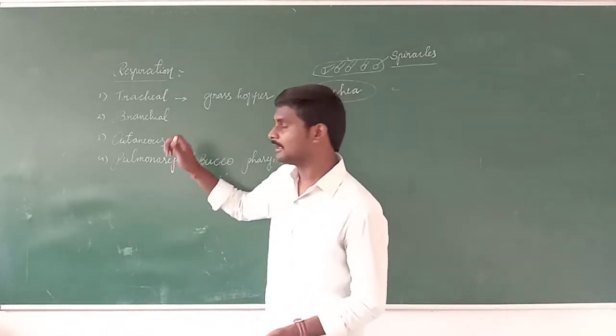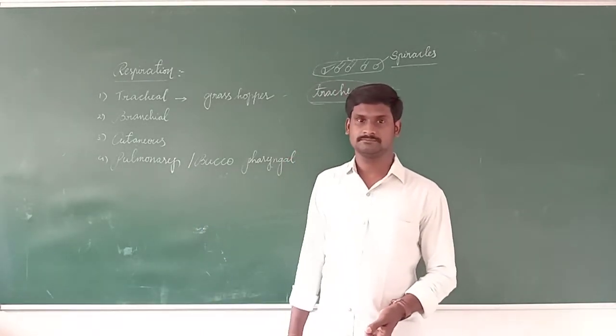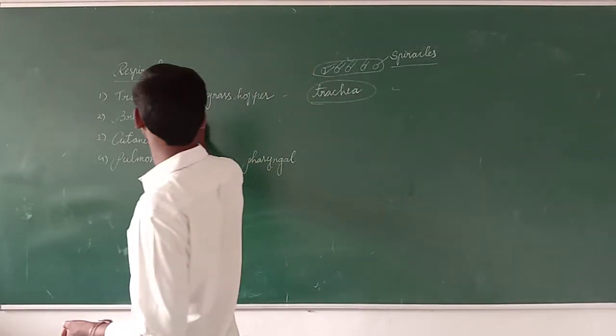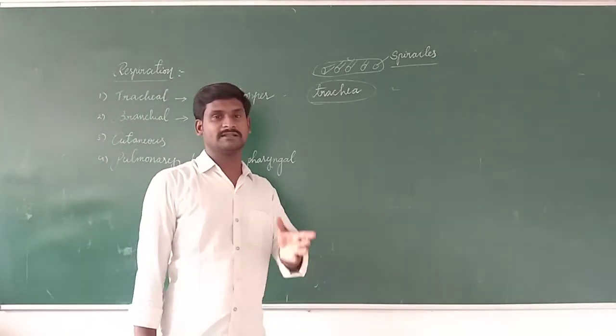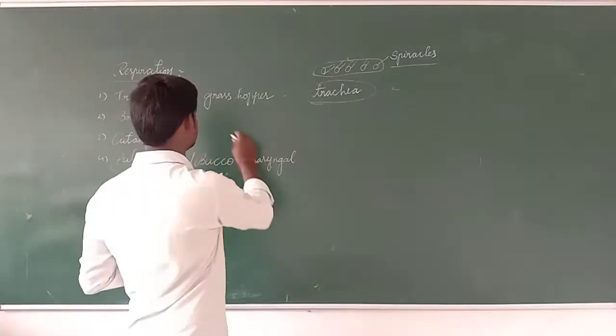And the next one is called branchial respiration. Branchial respiration occurs in living organisms which live in water, for example, fishes.